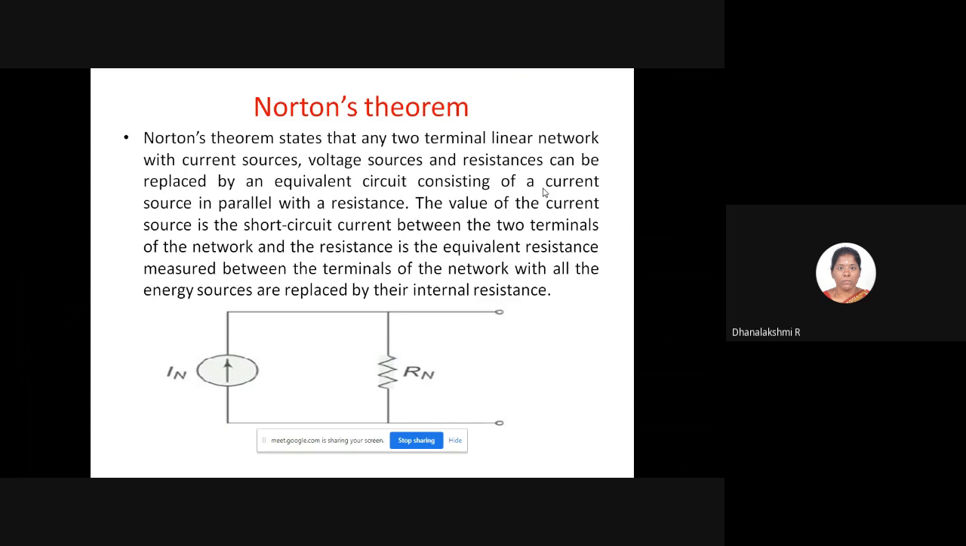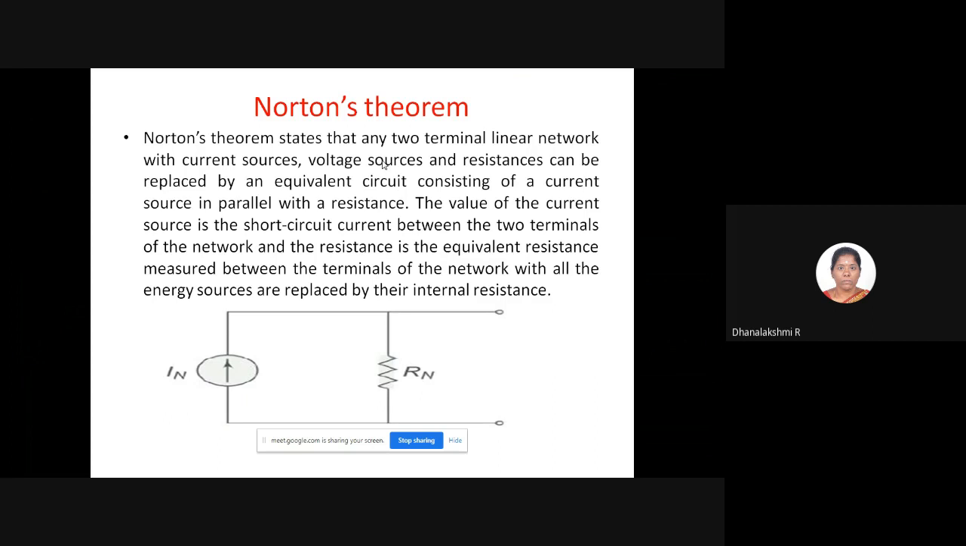We already know that the internal resistance of a voltage source is always in series, and the internal resistance of a current source is indicated as a parallel resistance. Therefore, the idea of Norton's theorem is to reduce any given network into a single current source along with a resistance in parallel, that is, its internal resistance. That is called Norton's resistance. The current source value, that is Norton's current, is found as the short circuit current across the terminals.